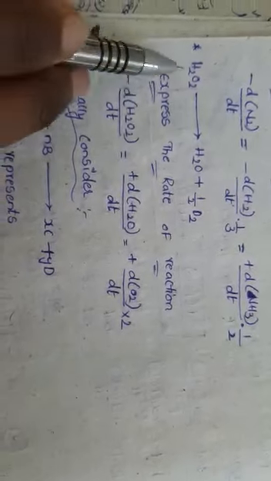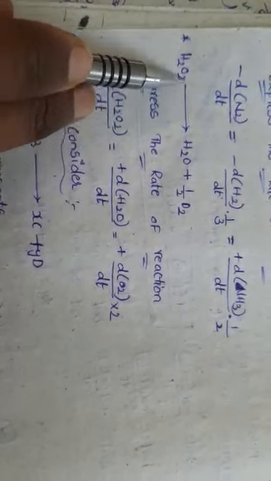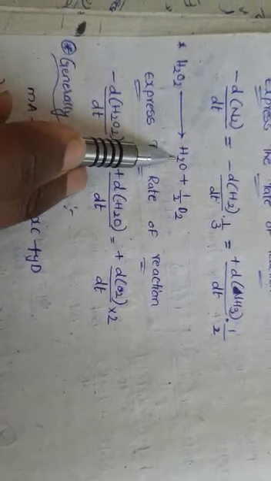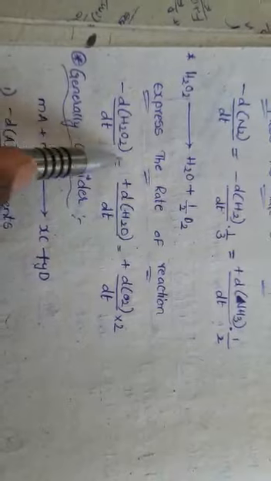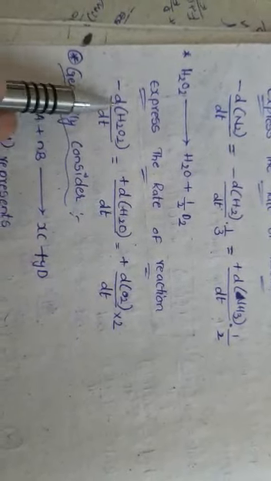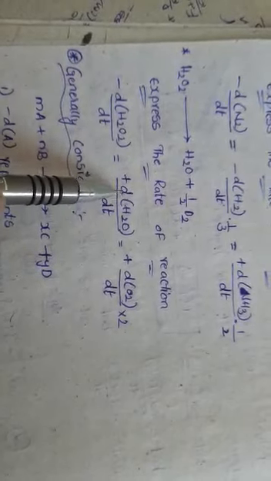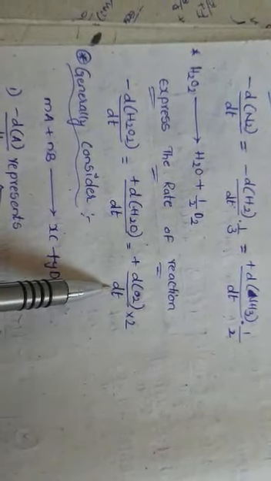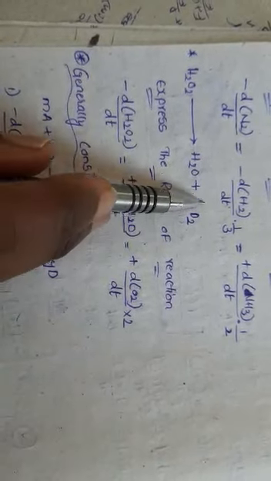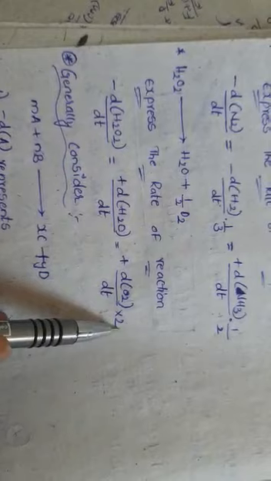Next example, the decomposition of H2O2. Hydrogen peroxide decomposes to give H2O and half O2. So the rate of reaction for this expression is: minus d of H2O2 by dt equals plus d of H2O by dt plus d of O2 by dt into 2. Here the mole is already half, so it becomes into 2.